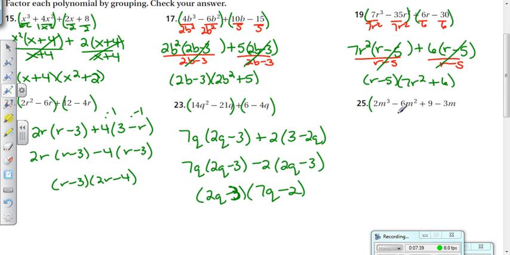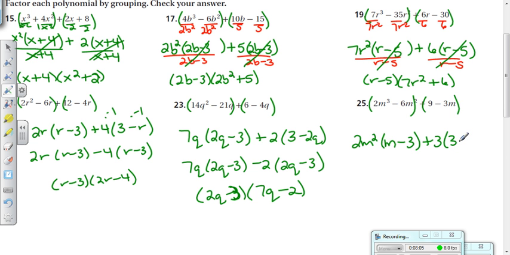Number 25, group the first two, group the last two. Greatest common factor between 2m cubed and 6m squared is a 2m squared. So 2m cubed divided by 2m squared is m. 6m squared divided by 2m squared is negative 3. Greatest common factor between 9 and 3 is 3, so I have plus 3. Then 9 divided by 3 is 3.